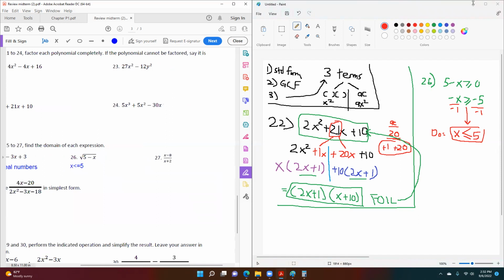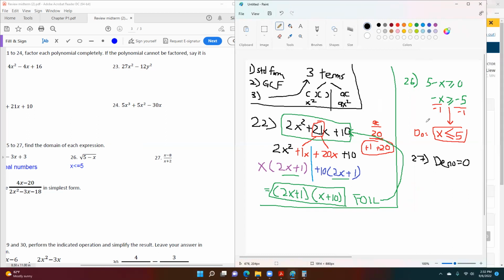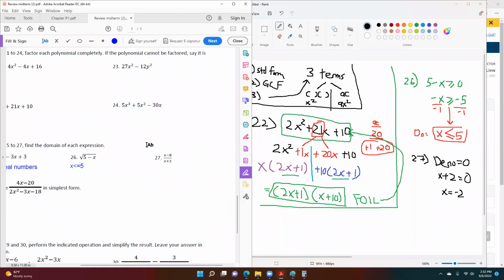How about 27? Rational. So how do we do rationals? How do we find the domain for a rational expression? Take your denominator and make it equal to 0, right? And what is your denominator here? x plus 2, right? Equals to 0. This is your denominator. Solve for x. Subtract 2. So x in this case is what? -2, right?